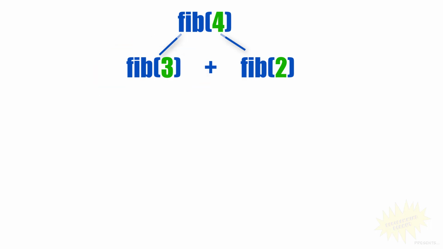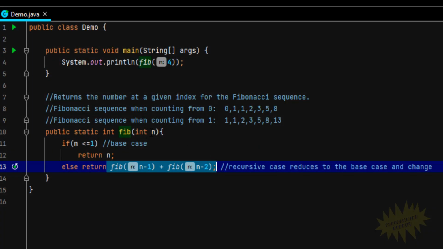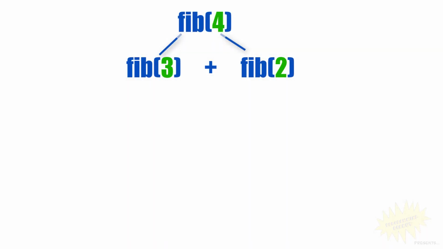So with the fib 3 call, 3 is the new input. So we go through the flow, and n at this point is 3, so we know that this check is going to fail. And it's going to return this right here. So we do the same thing. We write this down underneath fib 3.